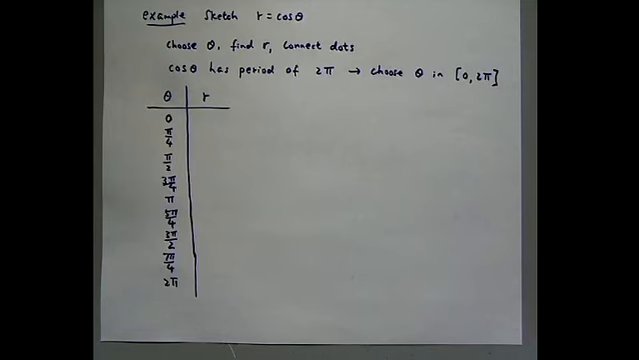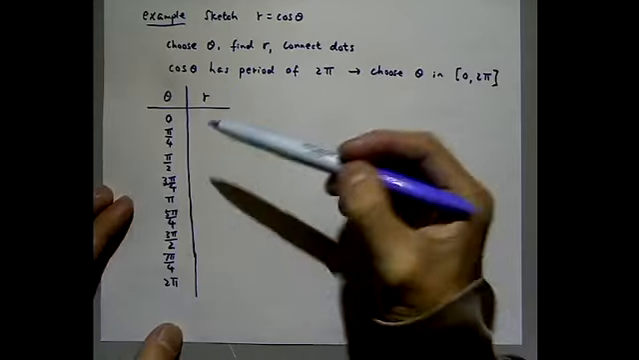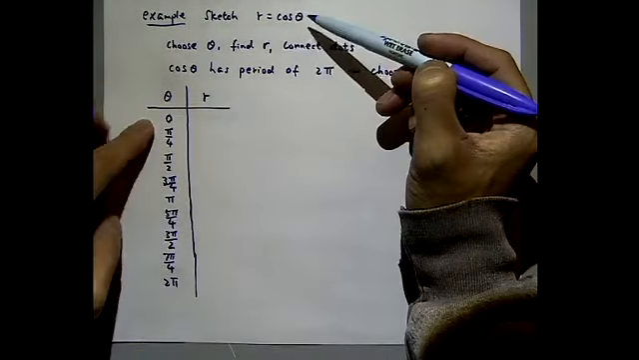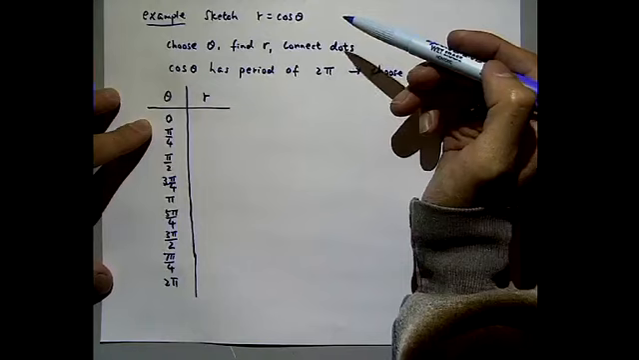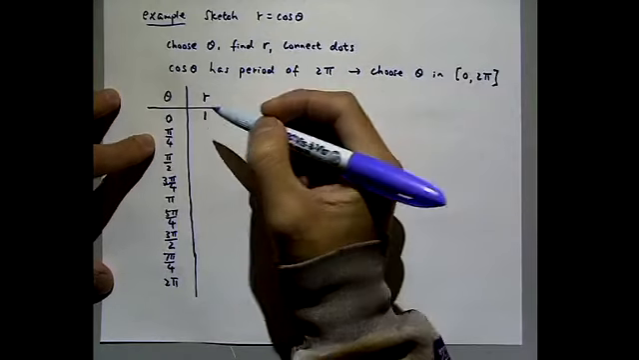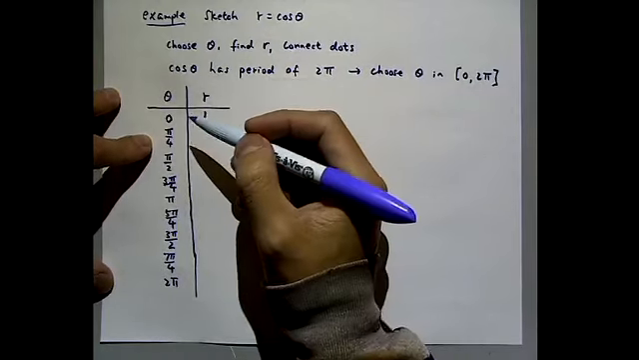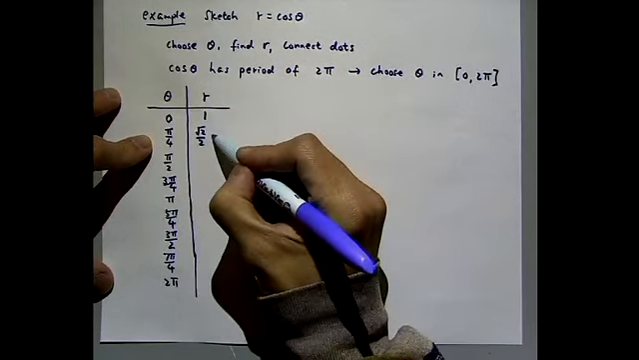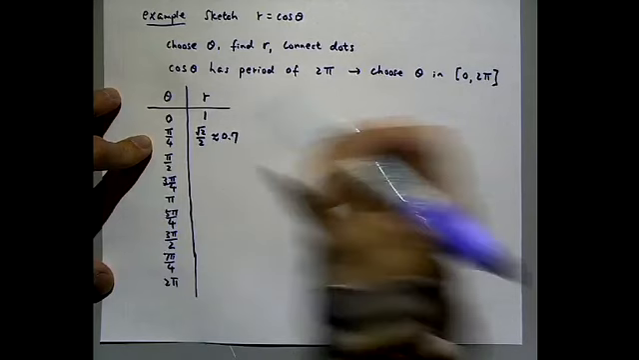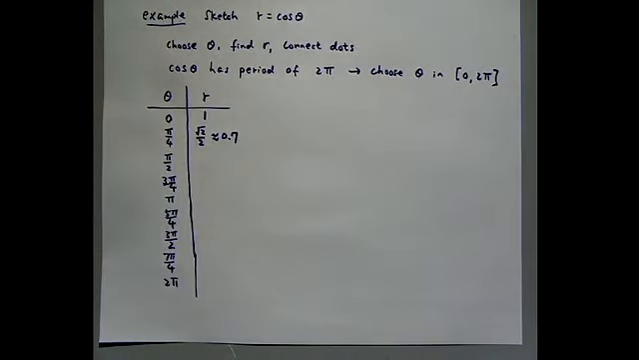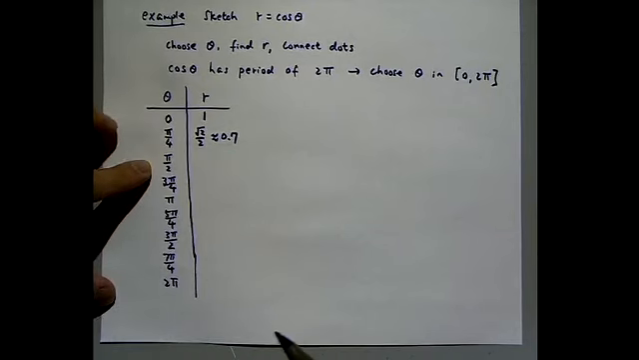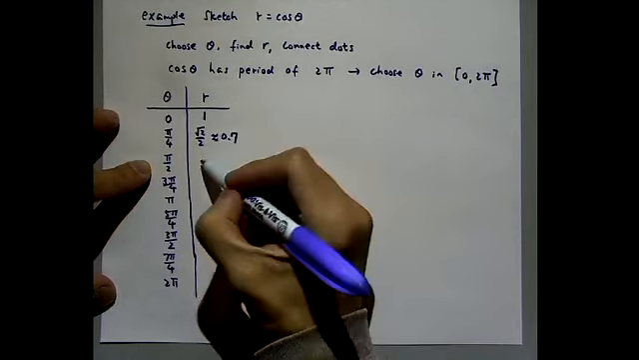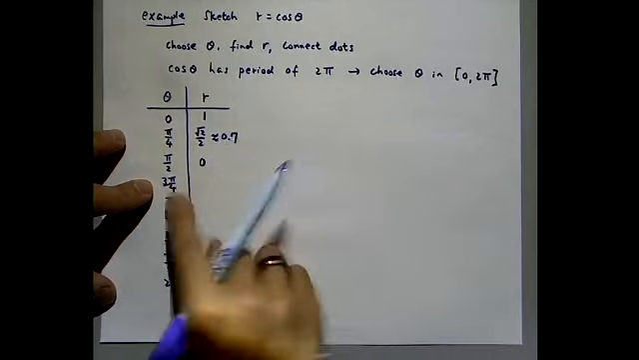Then we find out what r is equal to at these cosine values. Cosine of 0 is 1. Cosine of pi over 4, roughly 0.7. For the purpose of sketching, I'll just truncate it after the first decimal. Cosine of pi over 2. Come on, you know this stuff. 0. Good. Let's continue.